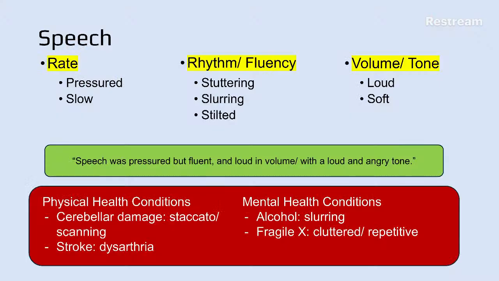Now let's talk about speech, right? Speech is broken down, unlike appearance and behavior, and I like to break it down into rate, rhythm, and tone, right? Rate is how quickly or how slowly a patient is talking, straightforward enough. Rhythm, if it's normal, you have nice, fluent speech. Otherwise, you could have things like stuttering, which could tell you that the patient is anxious, things like slurring, which could tell you about substance abuse, and then stilted speech, which could be things like brain lesions and things like that, right?